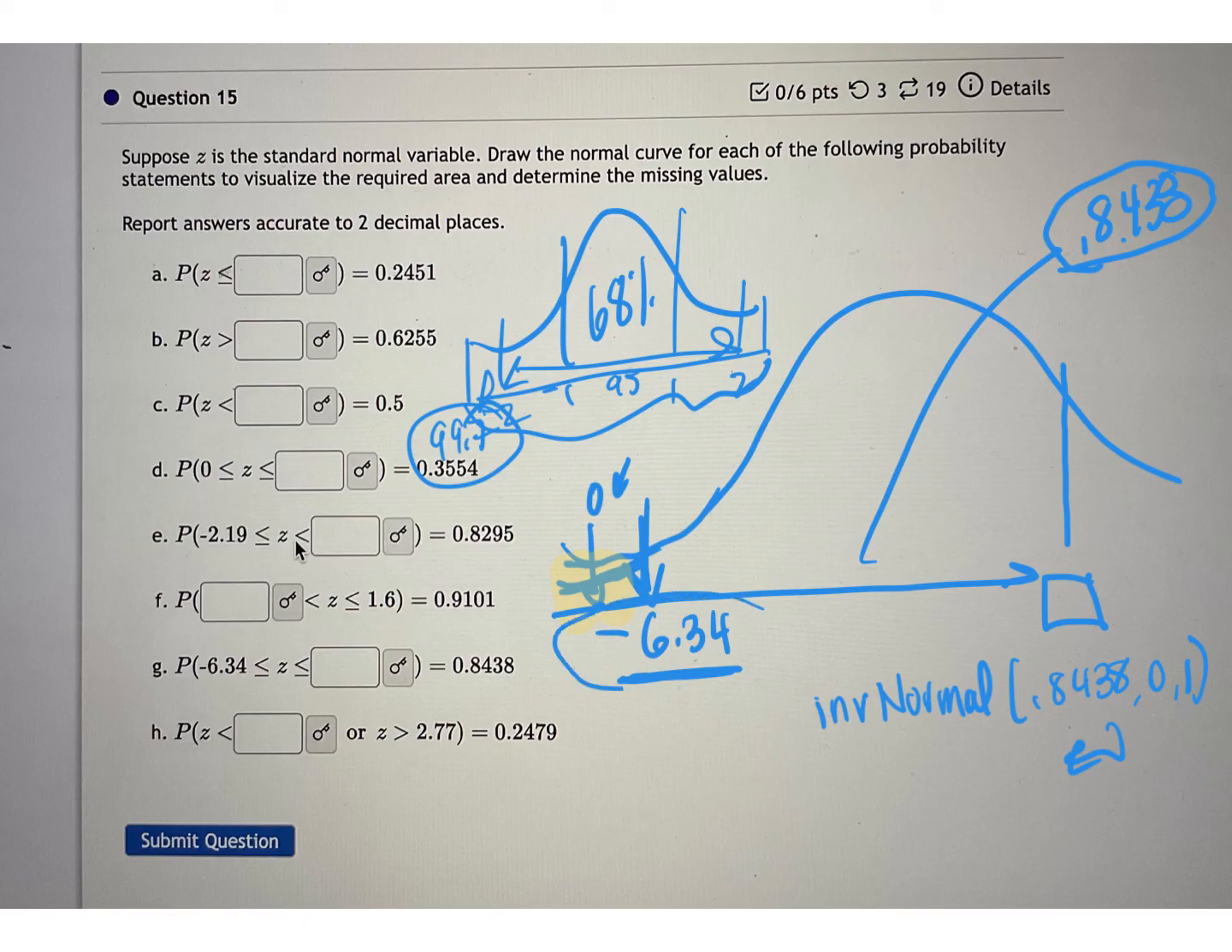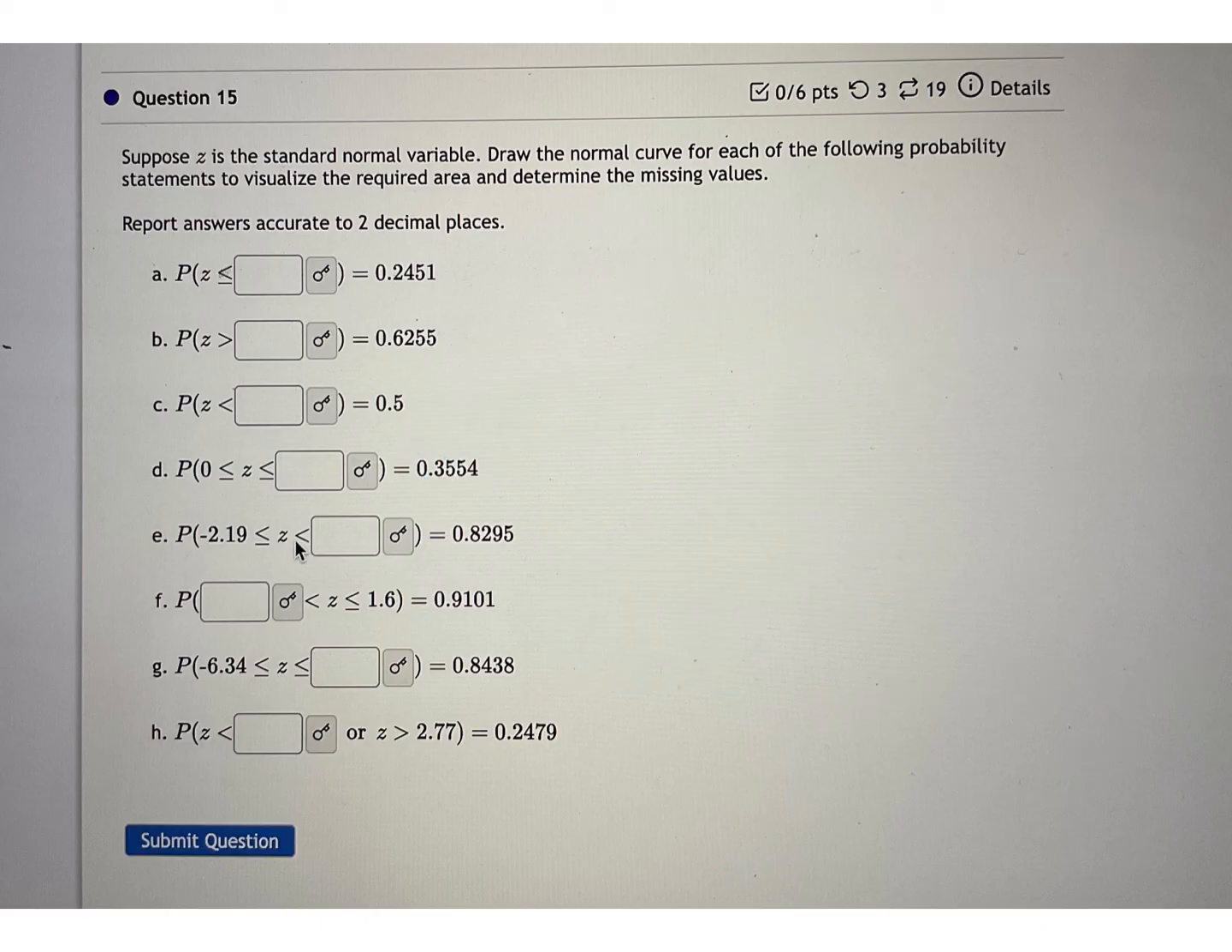Now, if your number isn't this far away from 0, let's say your number is negative 1.2, then you absolutely are going to have to use normal CDF, just like we did with the last 2 problems, and find this other area first. Add it to this area, and then do your inverse normal. So, and then our very last one is H.